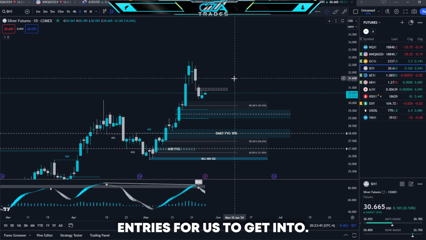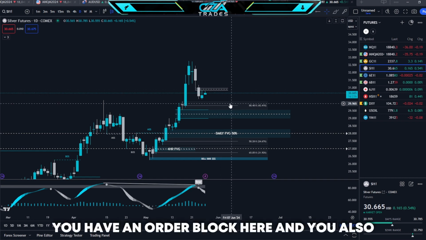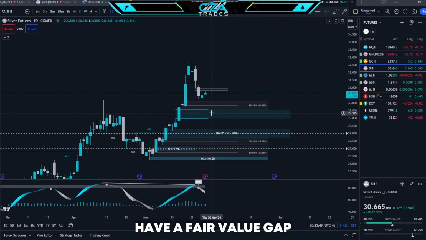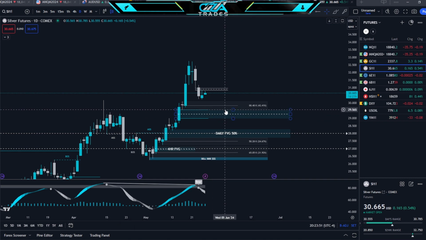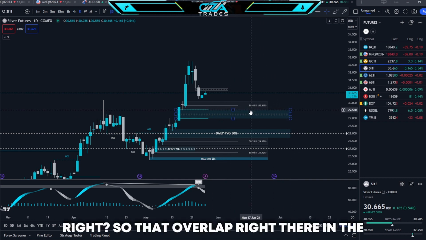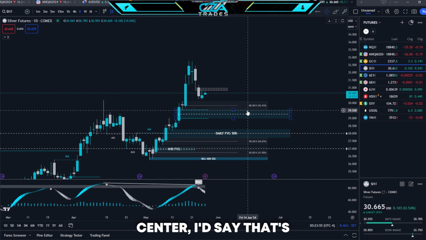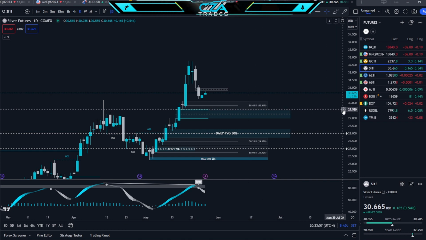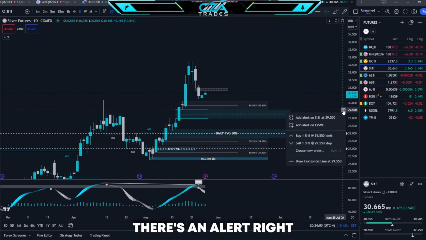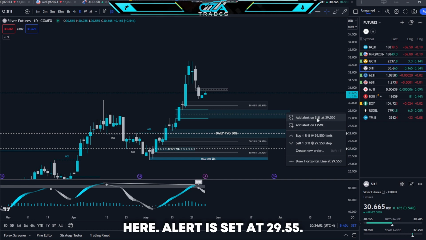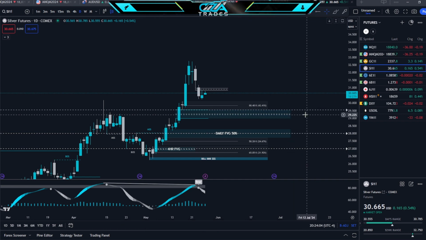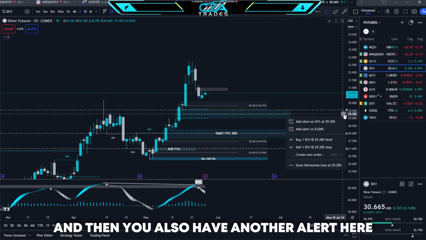We're just looking for entries for us to get into. You have an order block here, and then you also have a fair value gap and an order block here, right? So that overlap right there in the center, I'd say that's what we're looking at. Let's set an alert right here. Alert is set at 29.55. And then you also have another alert here at the 50% mark.